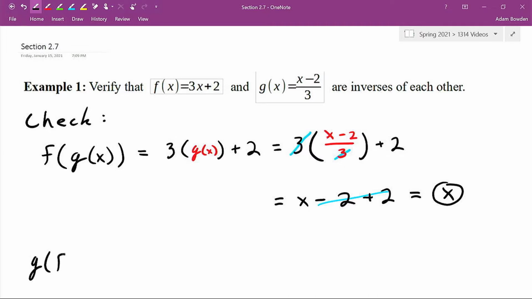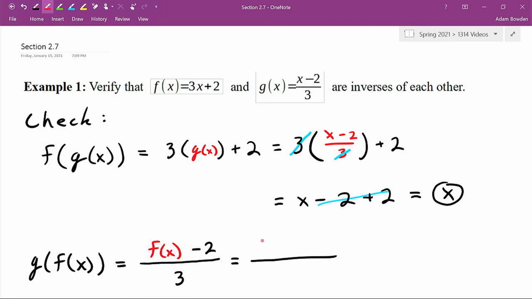We have to do it the other way around, though, to fully check if they're inverses. So we have to find g of f of x. Now we're starting with the g of x function. So wherever x is on top, we're going to be putting f of x. So that would look here like 3x plus 2 minus 2 over 3.